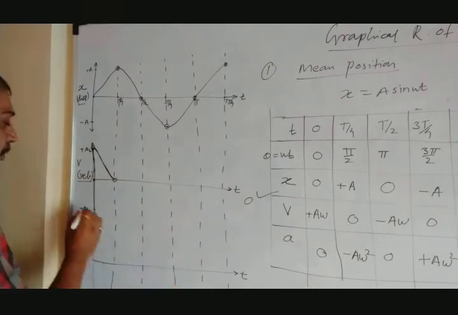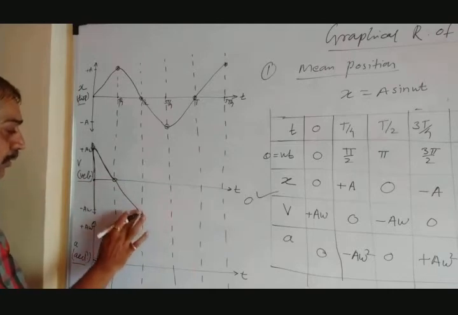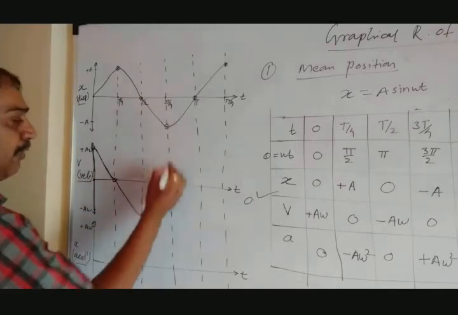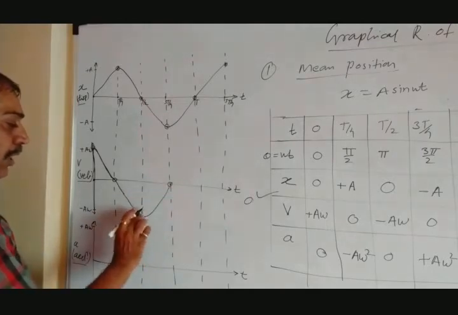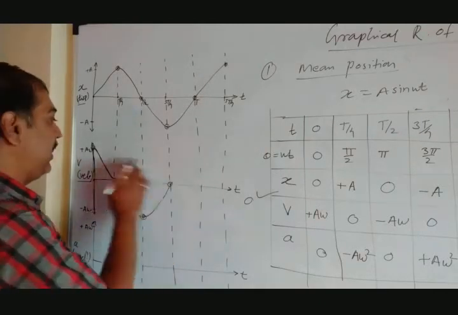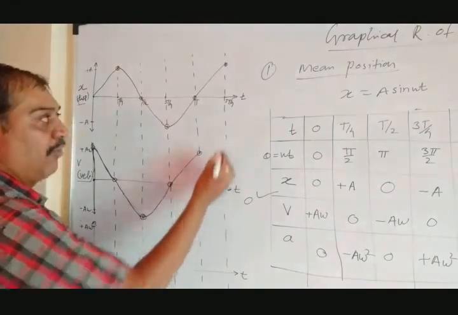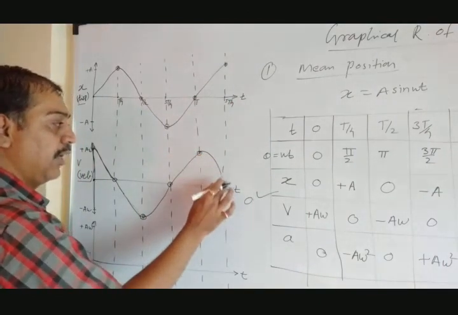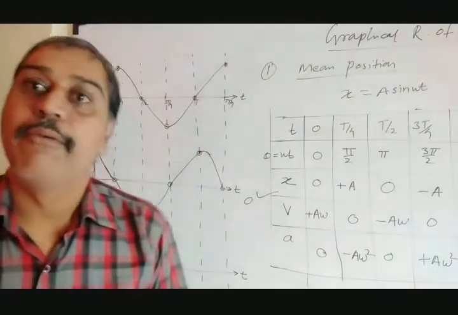Then for next T by 2, it becomes minus a omega. This would be the point. So connect it to the negative direction like this. After that, for 3T by 4, it becomes 0. It goes to this point. Okay, I will write this again. So this is the point. This goes here for 3T by 4. For time period T, it becomes plus a omega. This would be the point. So it goes up like this. And for t equal to 5T by 4, it comes to the 0 level again. So this would be the graph for velocity.